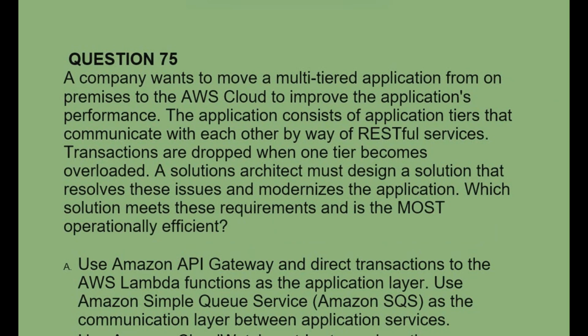Question is, a company wants to move a multi-tiered application from on-premises to the AWS cloud to improve the application's performance. The application consists of application tiers that communicate with each other by way of RESTful services. Transactions are dropped when one tier becomes overloaded. A solutions architect must design a solution that resolves these issues and modernize the application. Which solution meets these requirements and is the most operationally efficient?